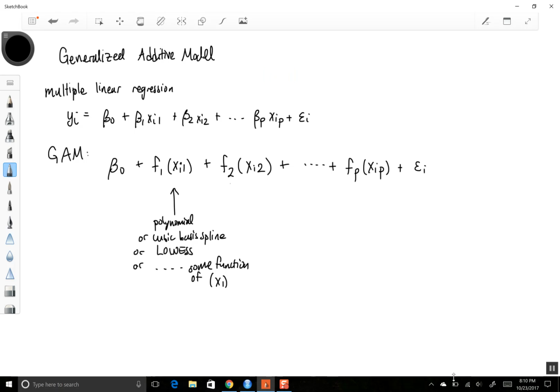Each of these functions that we're adding is just some form. It could be a nice polynomial or linear form, but it could also be a smoothing spline or something. We just add the results of those together to get our prediction. So the general form would be beta 0 plus the sum from j equals 1 to p of f sub j of x_i sub j plus epsilon sub i.